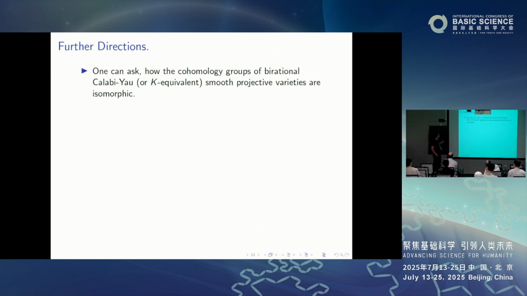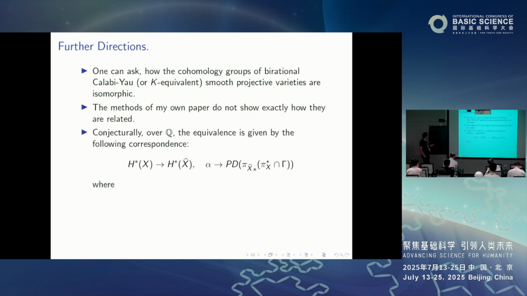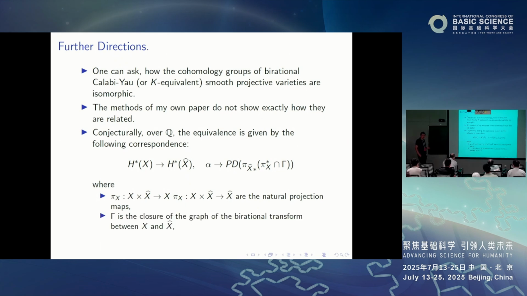And also, this word how, maybe we're thinking about a better description of what this isomorphism is in general. So this is just what I said. Conjecturally over Q, the equivalence is given by a correspondence. And this is the correspondence induced by the graph of the birational map.